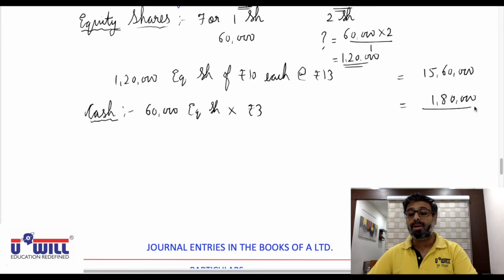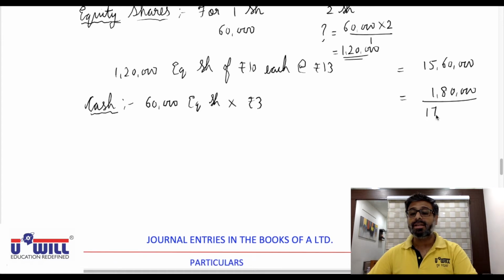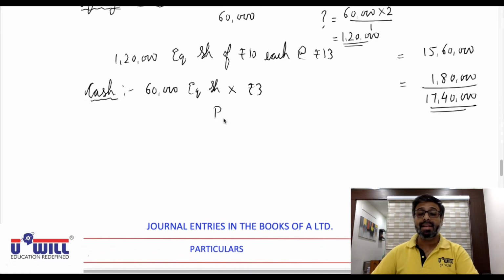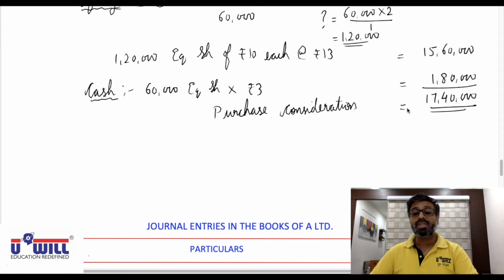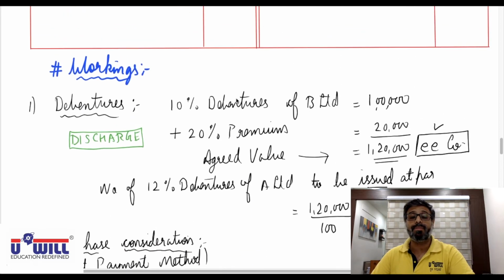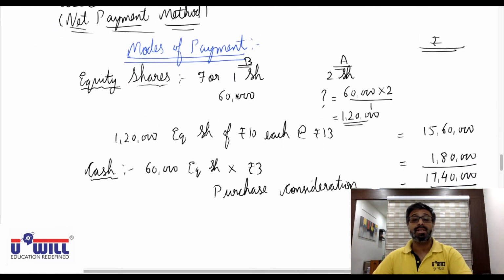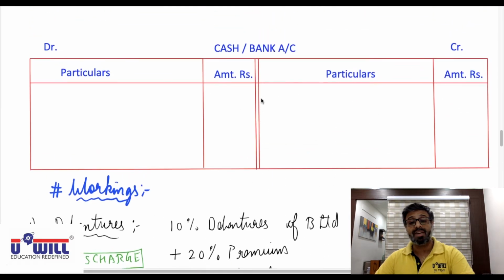So what is the amount of purchase consideration? 17,40,000. 17,40,000 is the amount of purchase consideration. So these two workings are required before we pass the accounting in the books of transferee company. All of you can pause, rewind, listen once again before you solve it further.